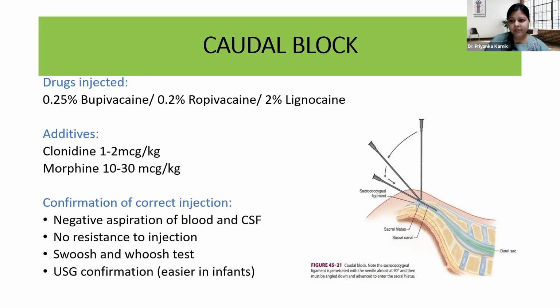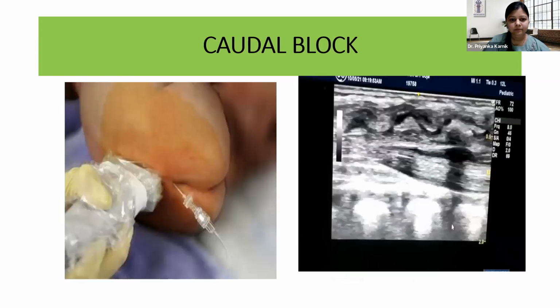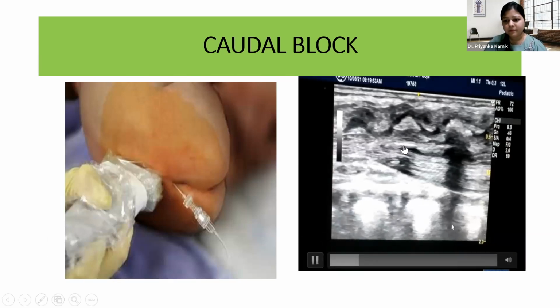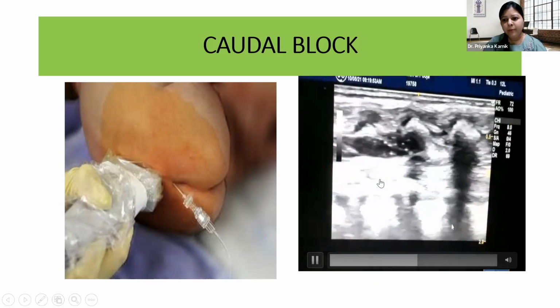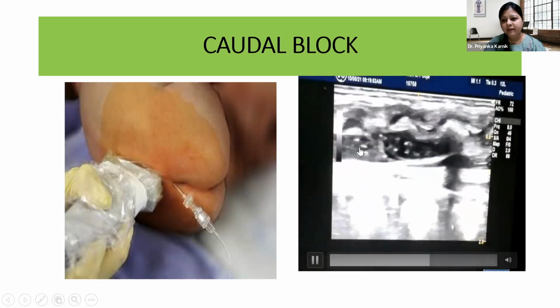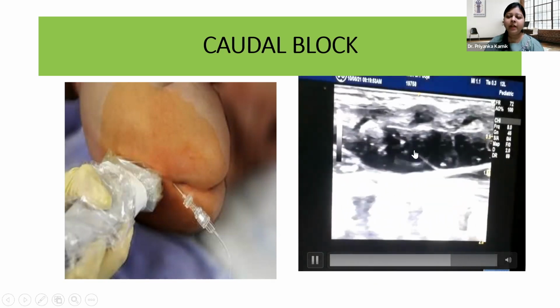We may use USG for confirmation of proper placement. It is easier in infants because the vertebral bodies are not ossified in them. When we have to do the USG confirmation, we place the linear probe slightly paramedian in position, and this is what we see. So these will be our spinous processes. We may be able to see some pulsation of the spinal cord, and this is how the caudal space opens up when we inject the drug.